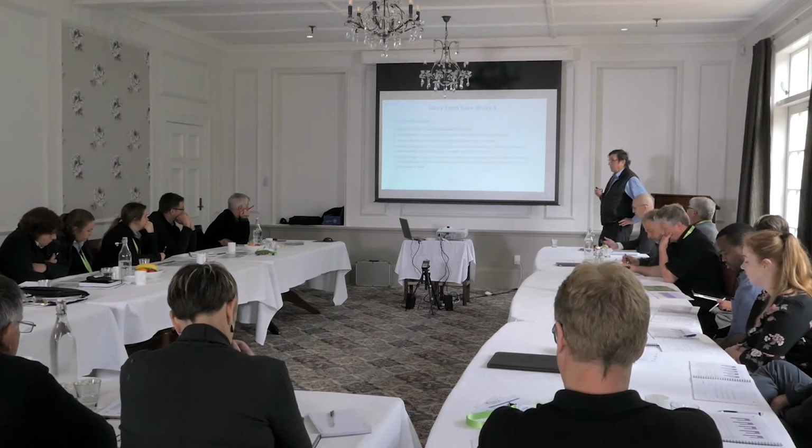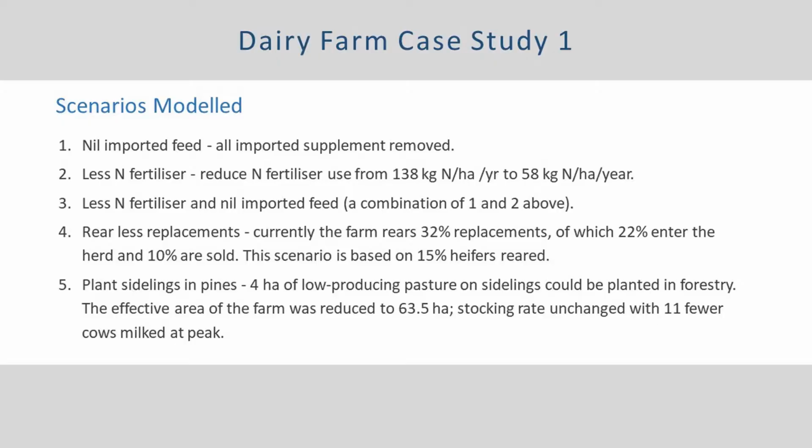So pretty straightforward. Then these were the scenarios that were investigated. In the first one, we took out all the supplement. Second one, we reduced the nitrogen significantly. Third one, we did both of the above combined. Currently, the farm's rearing around 32% replacement, so we looked at pulling that down to just 15%, sort of bare minimum, if you like. And then the fifth one is that the farm had a few sidelings that weren't producing much pasture, so we said we'll whack them into trees.